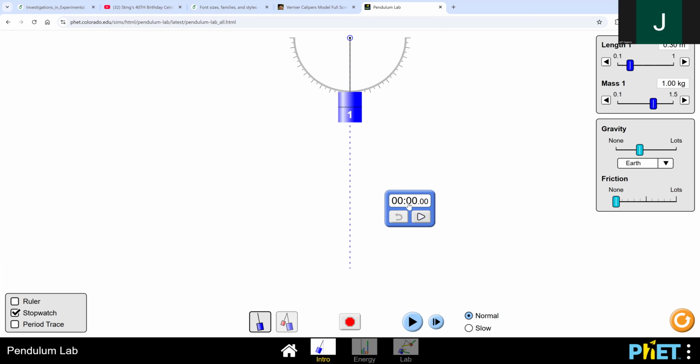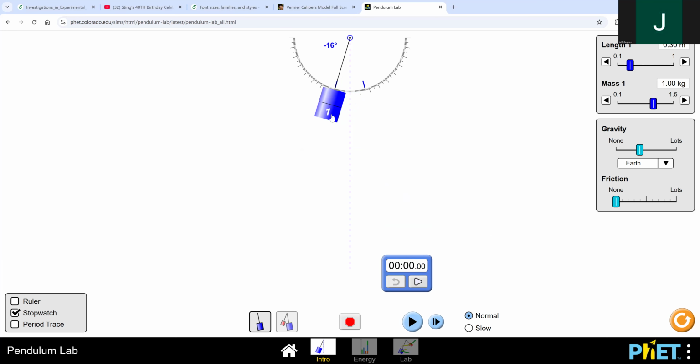Let me bring this down closer. I'm going to displace the pendulum by some small angle. It doesn't really matter how much, maybe 20 degrees. So I'm going this way, so it says -20, that's fine. Then I'm going to press start on the timer. So it's ready to go. And now when I press the play button here, it'll start oscillating and I need to count the time for 10 oscillations.